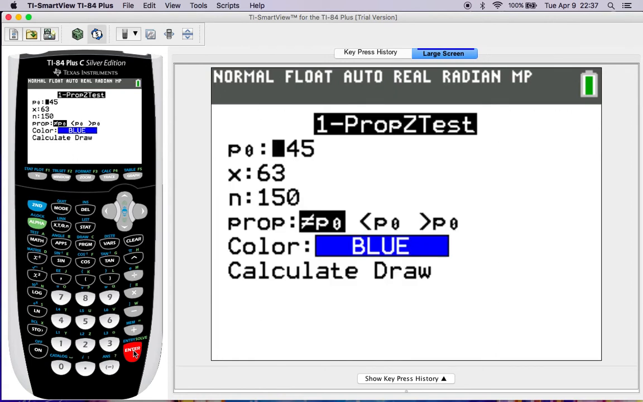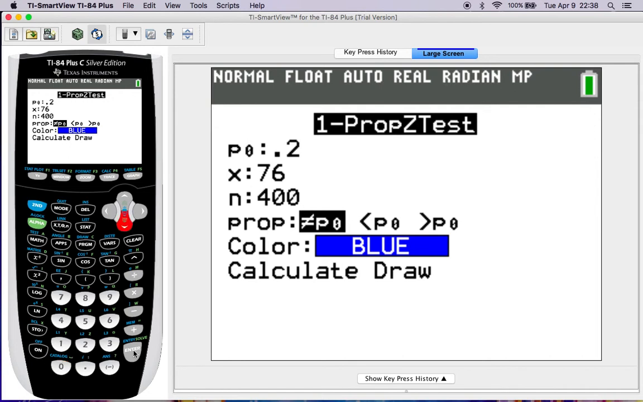It's going to ask you for 4 things. The first is, what is the value equal to in your null? Our null is equal to 0.2 for this problem because 20% of people smoked in 2010. The second thing it wants to know is, what is X? How many people from your sample smoked? 76 people smoked in our sample. And then how many people were in your sample, your N value? We had 400 people.